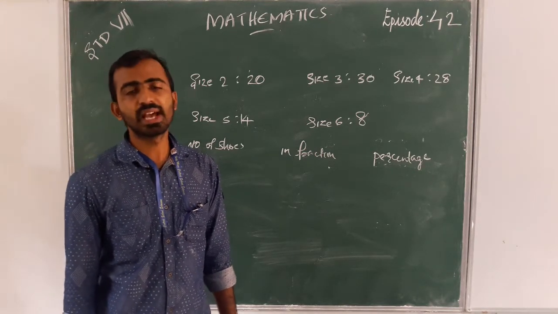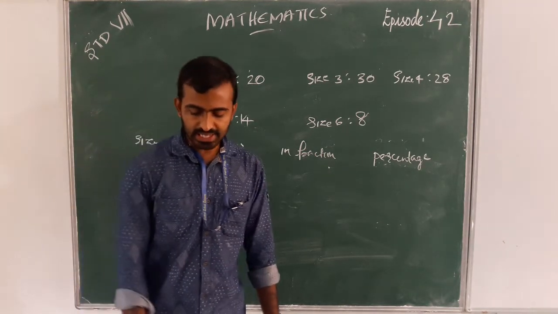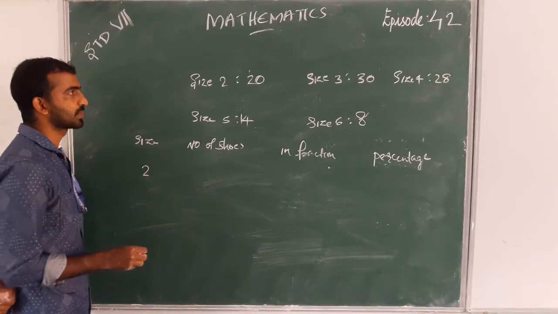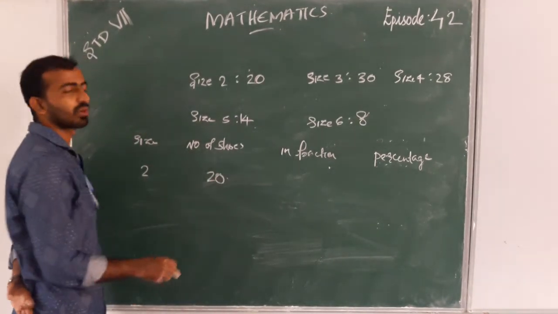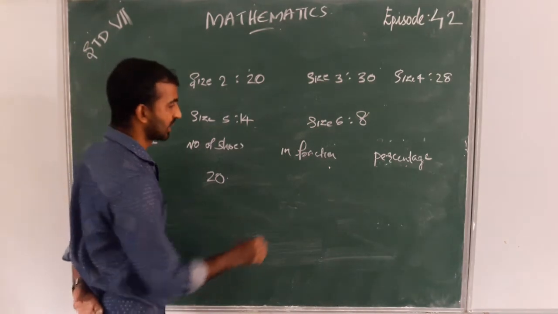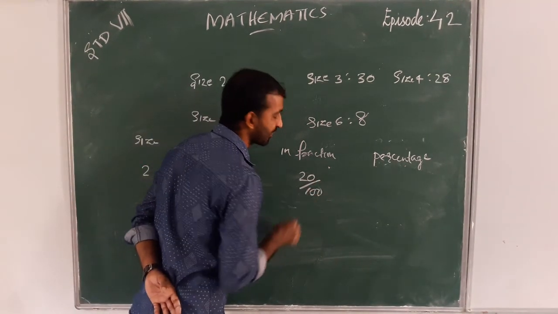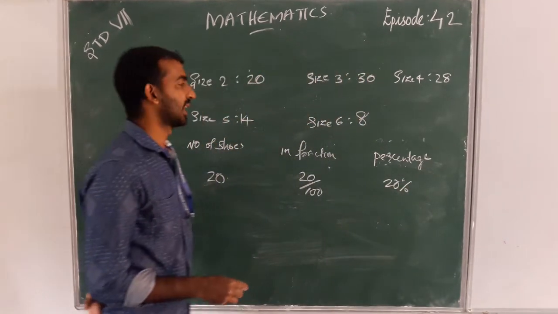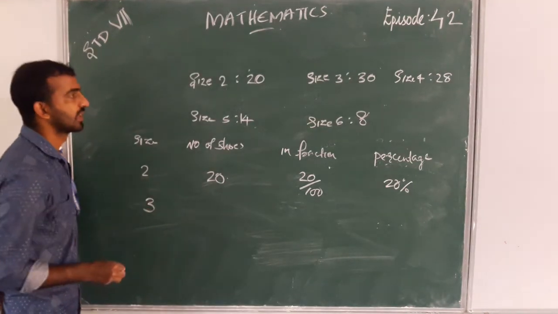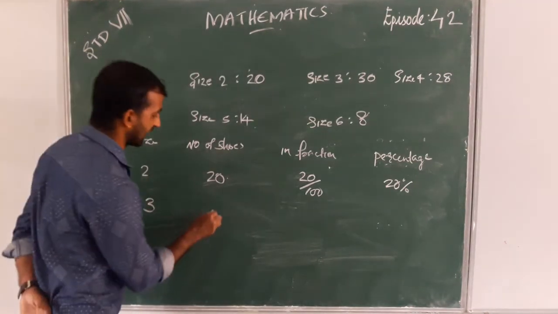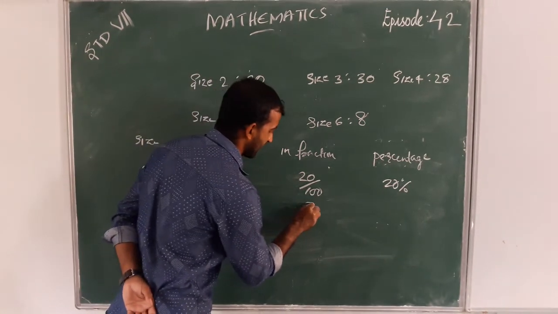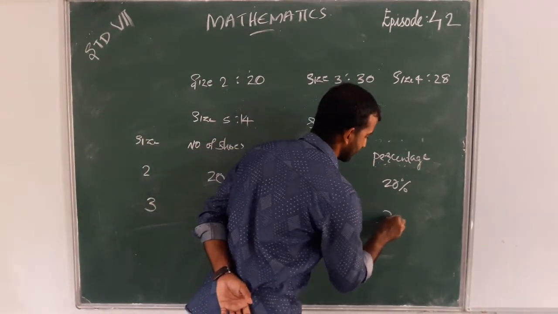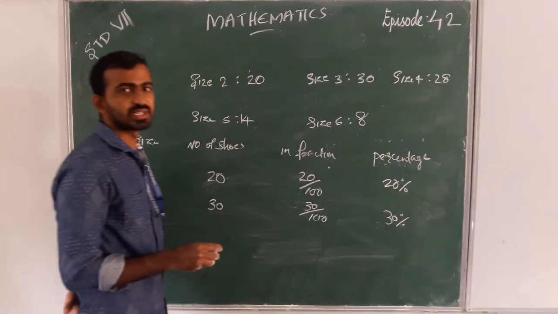That is, what is the first size? Size is 2. What is the number of shoes? 20. According to the question, what is the fraction? That is 20 by 100, and percentage is 20. Is it? Yes. And next is size 3. What is the number of shoes? That is 30. That is 30 by 100, that is 30%.